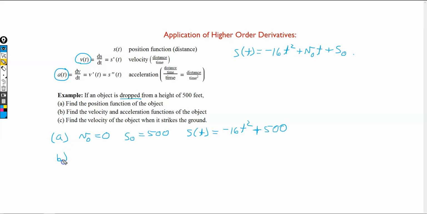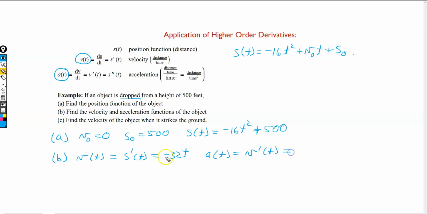For part B, let's find the velocity and acceleration of the object. So the velocity is going to be the first derivative of our position function. And remember the derivative of a constant is 0, so we just get negative 32t, dropping the 2 down. And our acceleration is then the derivative of our velocity function. When we differentiate this negative 32t with respect to t, that's just going to give us negative 32.